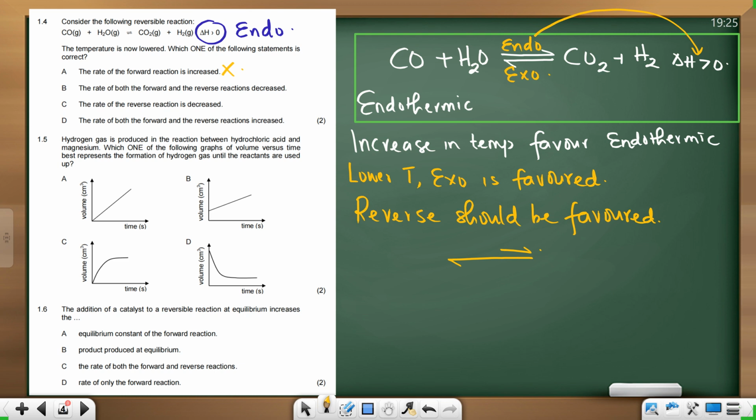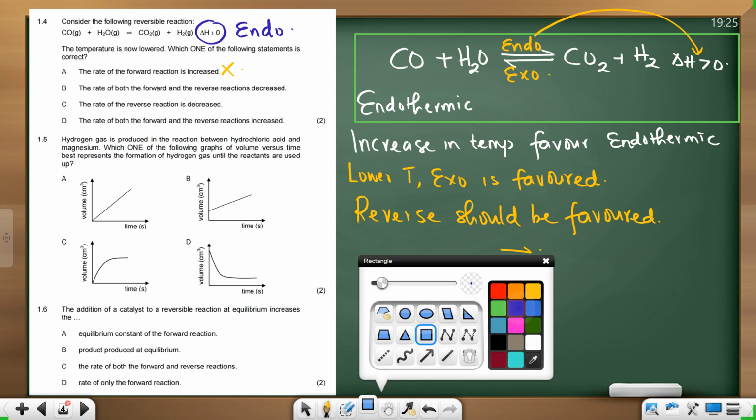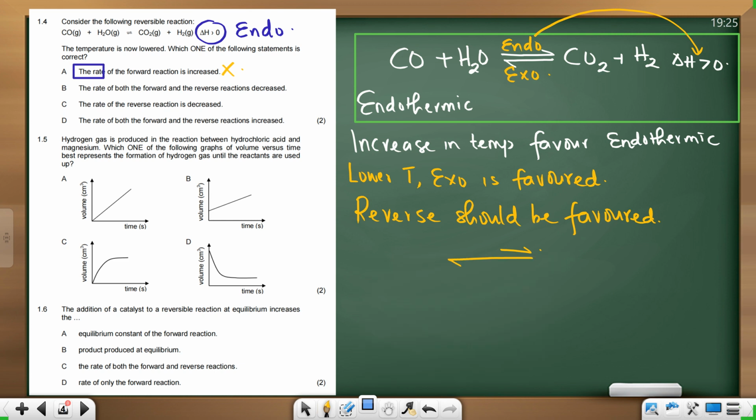But let's check something. Guys, I want you to take note of the language. I see a language here that the examiner is using. Please watch this. The examiner is using the word rate. Very key and very confusing, very misleading. The rate. They are not actually talking about the reaction that is favored or not. They are talking about the rate. My correct answer will be B.